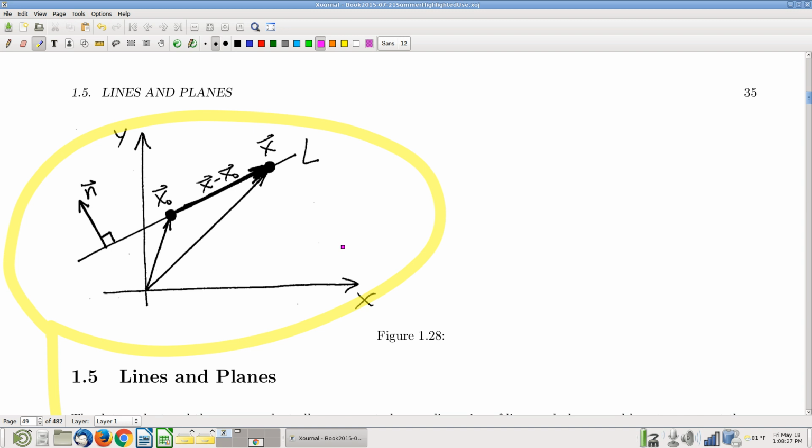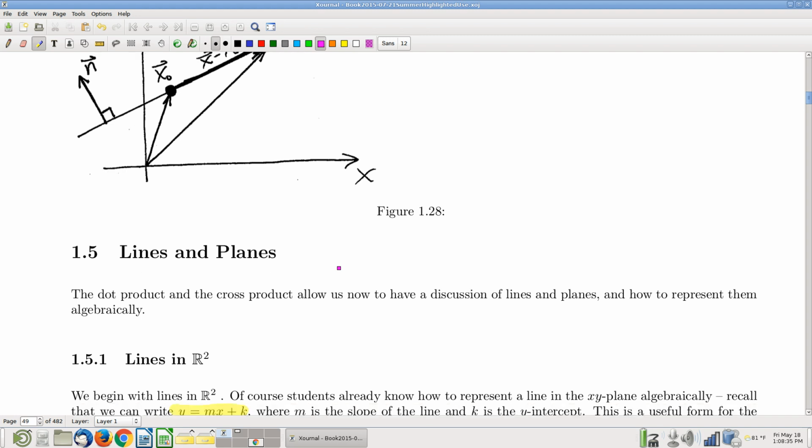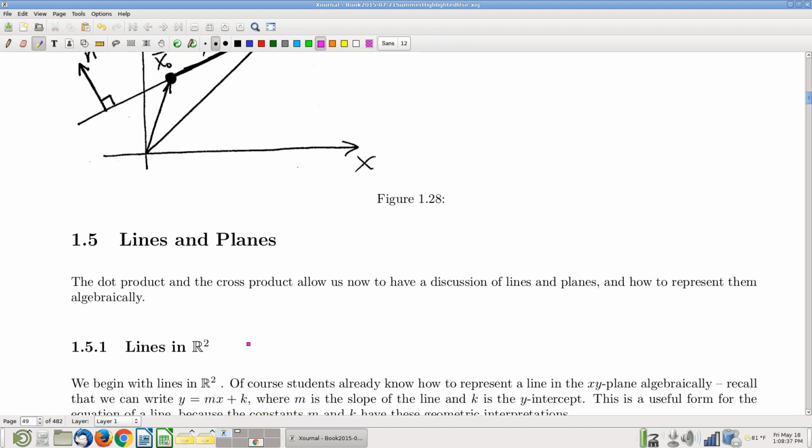Lines and planes. This is a pretty quick section, by the way. I'm going to do this reasonably quick. I'm going to start off by deriving the equation of a line in R2. Now, I know y'all know this already. Y equals mx plus k. Ancient history, right?